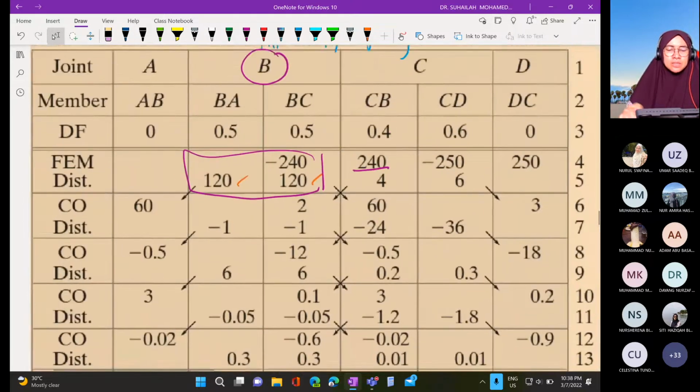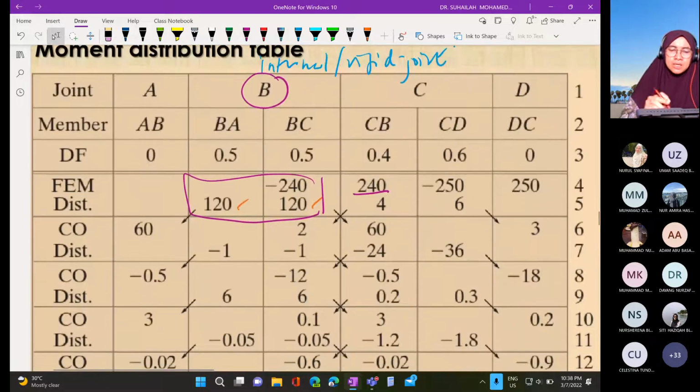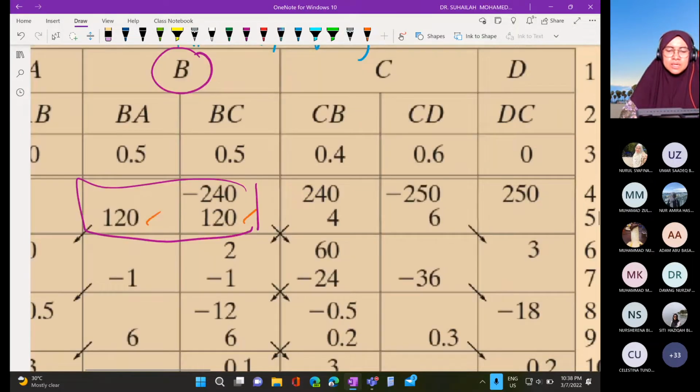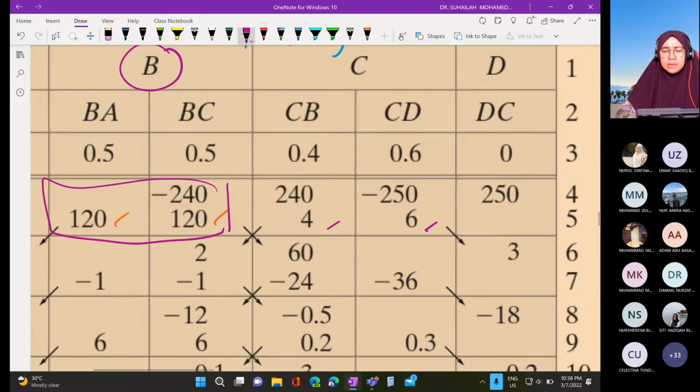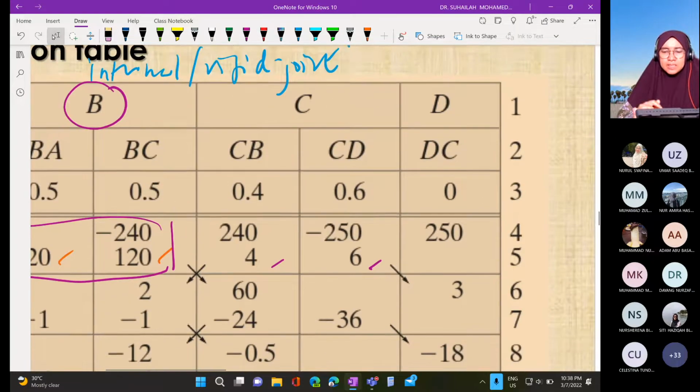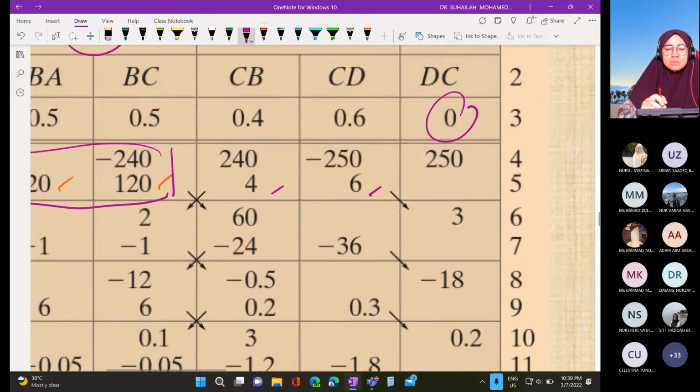So, we continue to joint C. So, totalkan dulu. Okay, totalkan yang ni. Total we get negative 10. Okay, when we change sign because of opposite condition of joint moment, 10 is the joint moment. That is why we get 4 and 6. Okay, and then last joint is D. Since the factor is 0, so we don't have to calculate. We don't have to put anything.